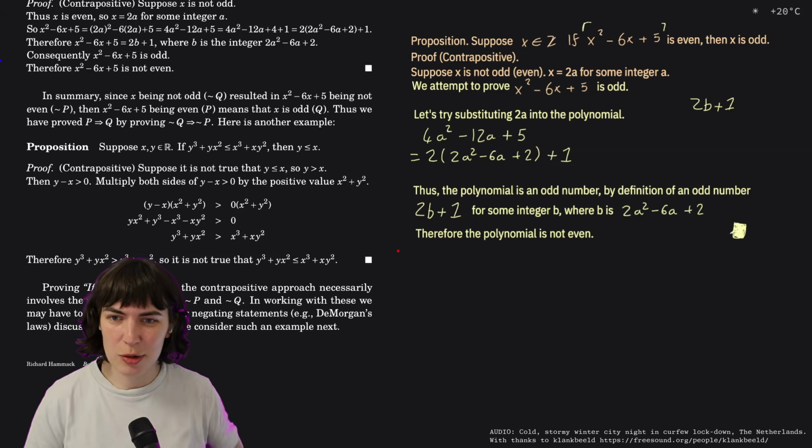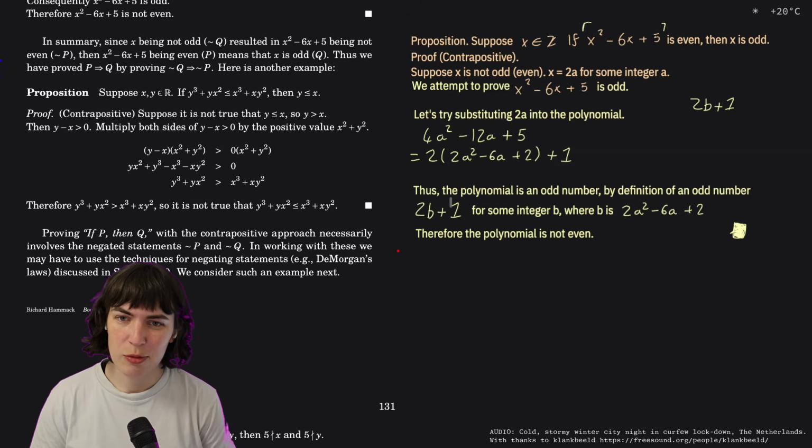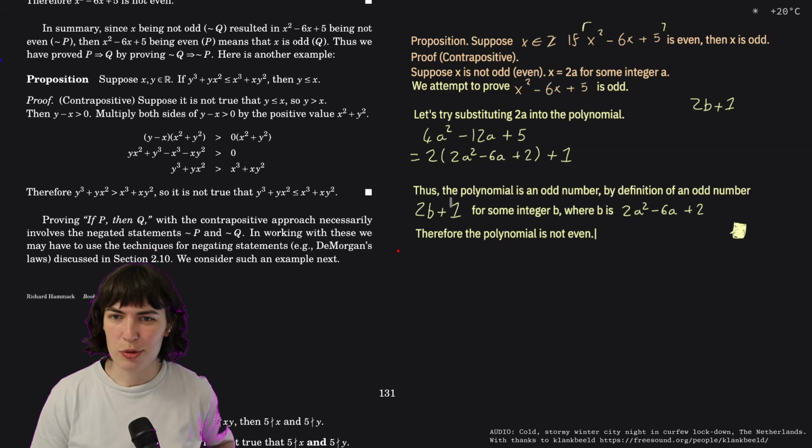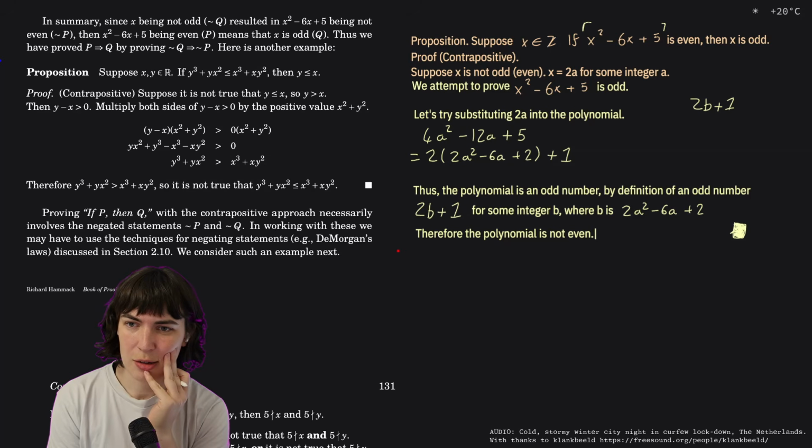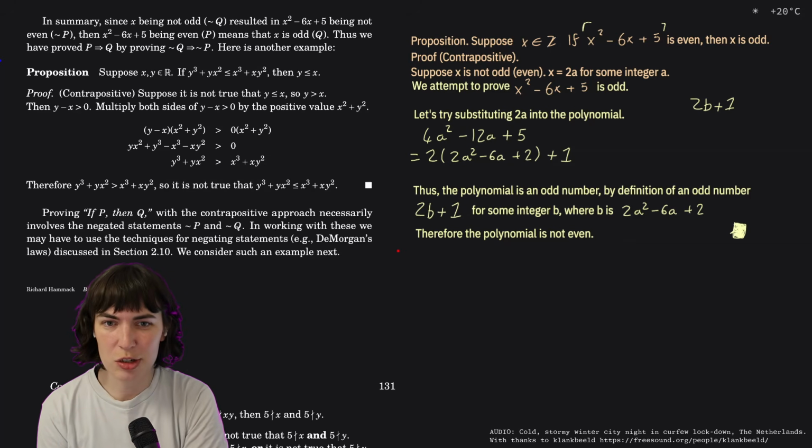Here is another example. Suppose x and y are in the real numbers. If y cubed plus y x squared is less than or equal to x cubed plus x y squared, then y is less than or equal to x. Contrapositive proof. Suppose it is not true that y is less than or equal to x, so y is greater than x. Then y minus x is greater than 0. Okay, so we've got to know that one. I mean, it's kind of obvious, but not necessarily obvious to me. Multiply both sides of that formula by the positive value x squared plus y squared, which she's just come up with.